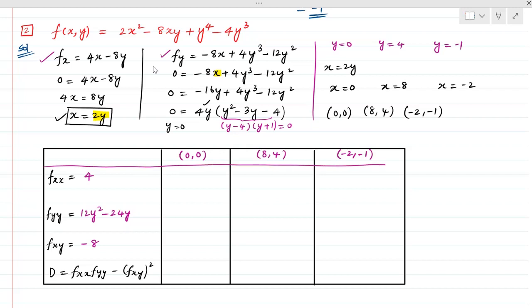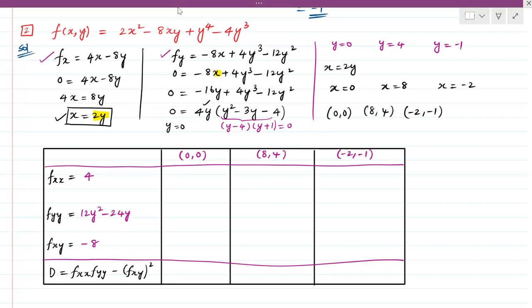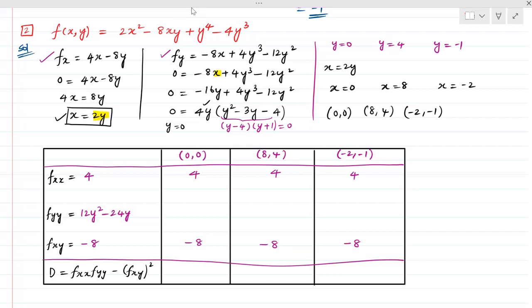So just substitute the value. So it is 4 as it is for all because there is no x and y. And this is also minus 8, which is the same because it's a constant. There is no xy. Now here there is a value. When you substitute 0, the whole thing will be 0.